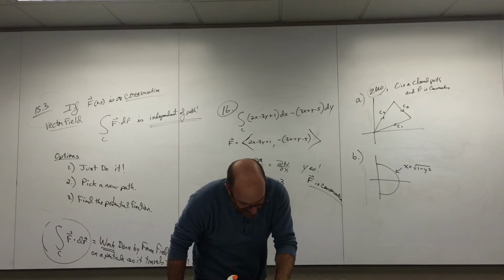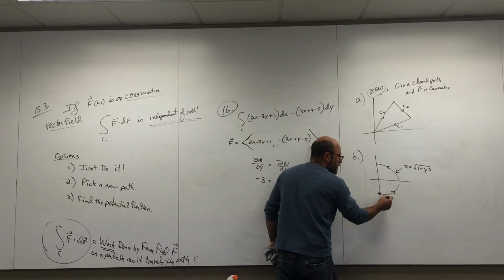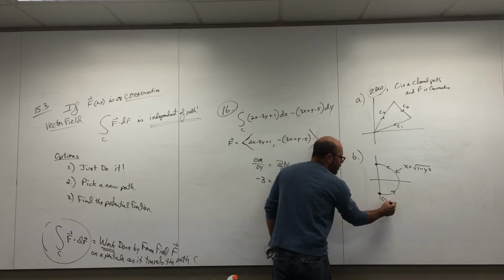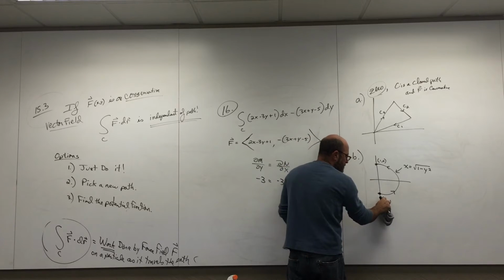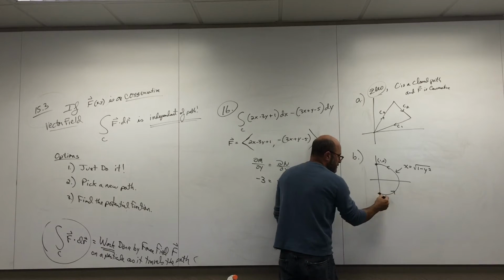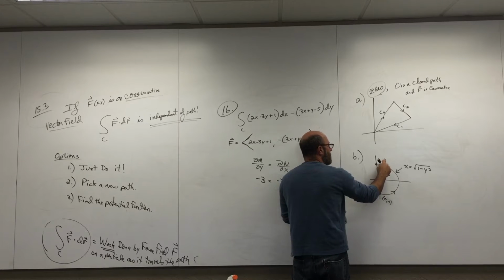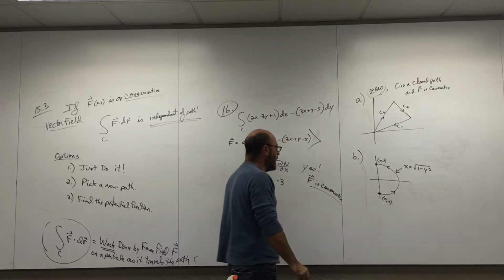Anyway, it looks like they want me to go from here to here. The orientation is important. This point is negative 1, 0. This point is 1, 0. No, that's not right. I said that backwards. 0, negative 1 is what this is, of course. And 0, 1. Anyway, that's what I'm doing.